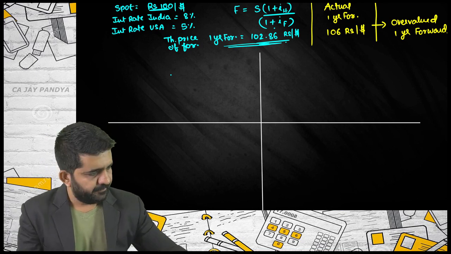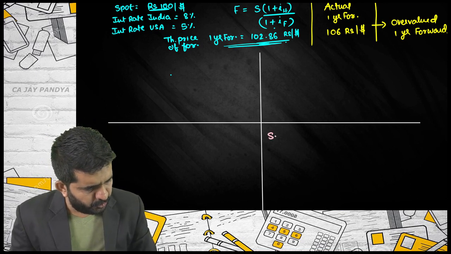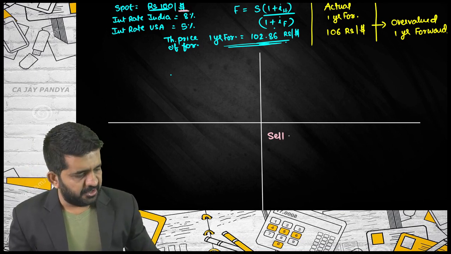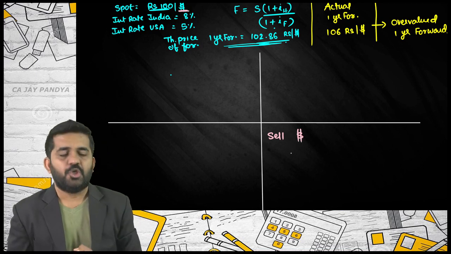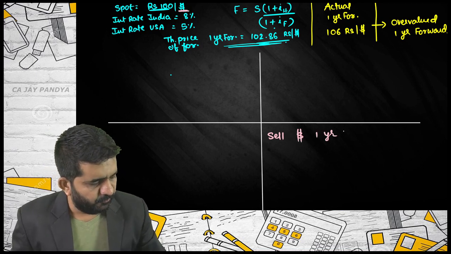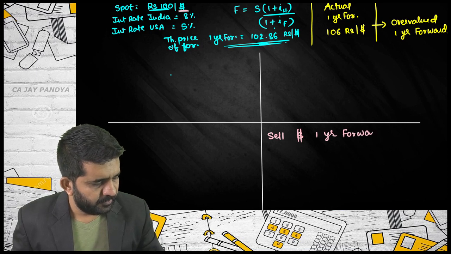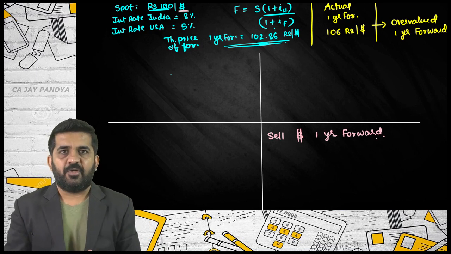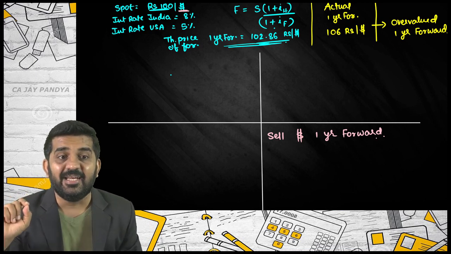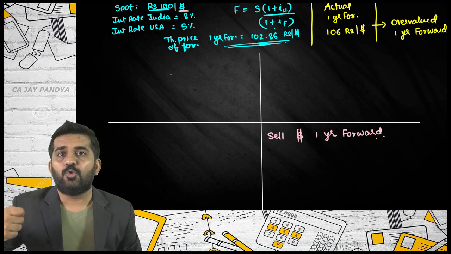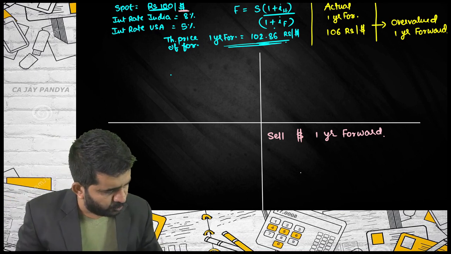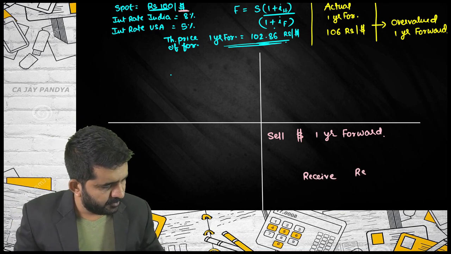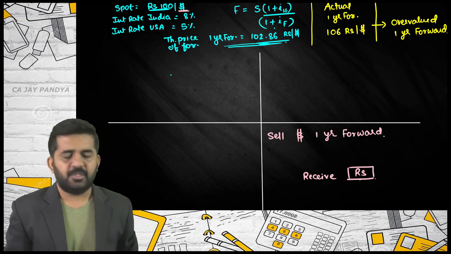Try to concentrate. You should sell; the asset under consideration is the dollar in 1 year forward. If you sell a dollar in 1 year forward and you do settlement by delivery, then ultimately you will have to get rupees. You will receive rupees over here.